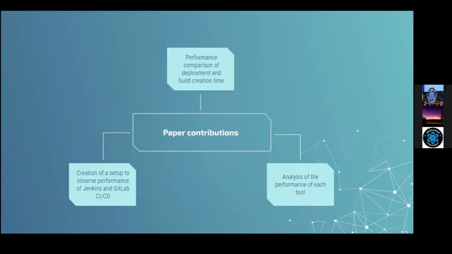So this paper contributes three things. First, it creates a setup where you can compare and observe the performance of Jenkins versus GitLab, which are the two tools we are going to compare. Then it proceeds with the comparison of the performance of the deployment and build creation time. And finally, it analyzes this performance and concludes for which type of projects these tools are better suited.